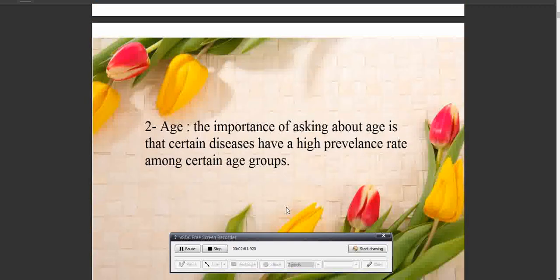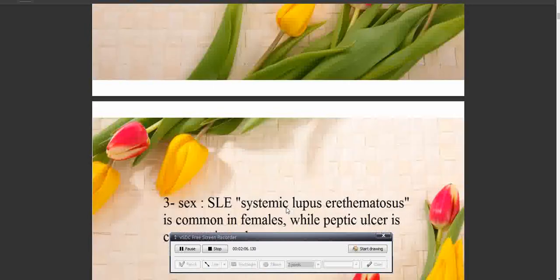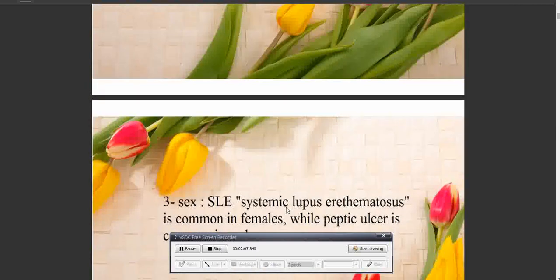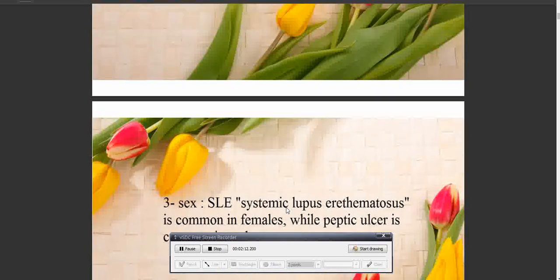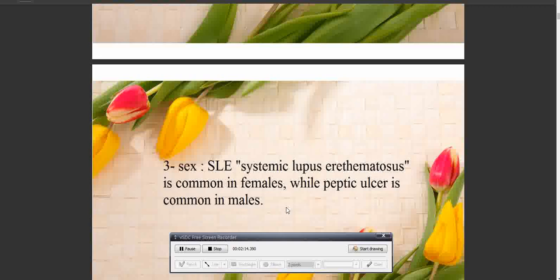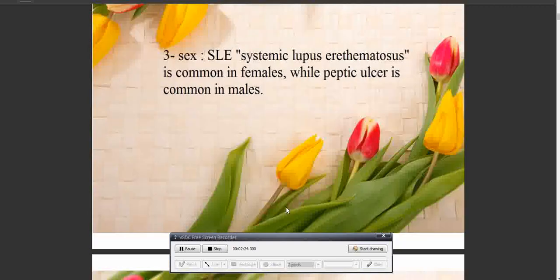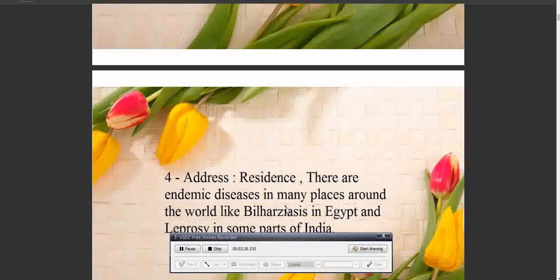Age. The importance of asking about age is that certain diseases have high prevalence rates among certain age groups. Then you have sex. Sex also is very important as one of the biological data or the biodata. For example, systemic lupus erythematosus is common in female, while peptic ulcer is common in male. So if you know sex, you'll know the disease that affects that specific gender or sex.